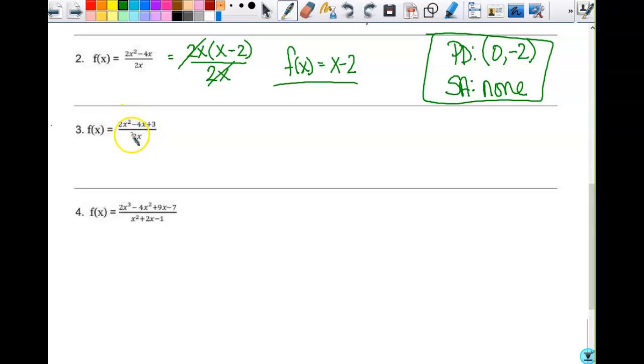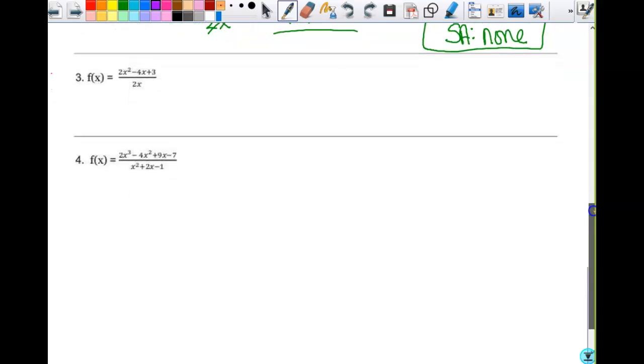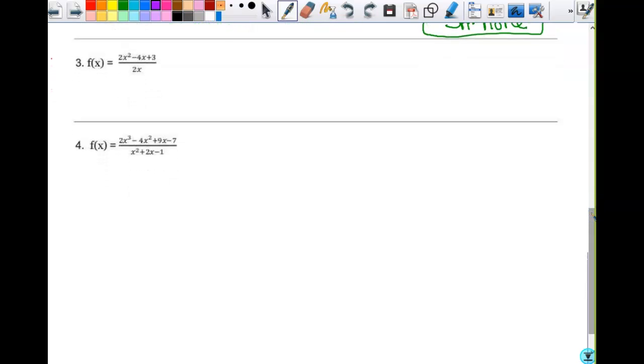This degree is 1 greater than this one, so I can do that. Can I use synthetic division here? No. That sucks. So we've got to use long division. So 2x, then again I make sure I don't have any missing terms, and I get 2x squared minus 4x plus 3.